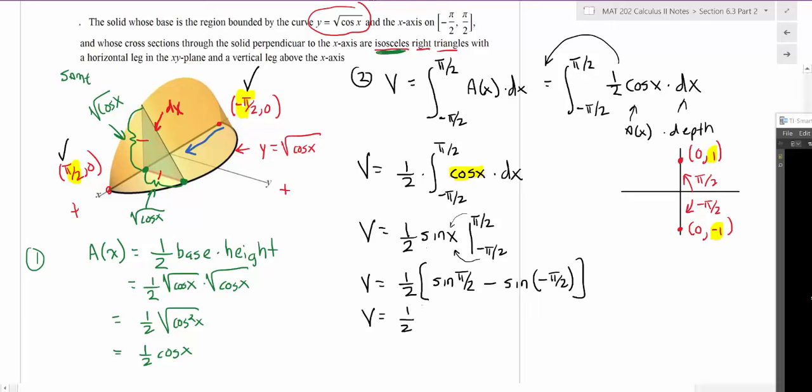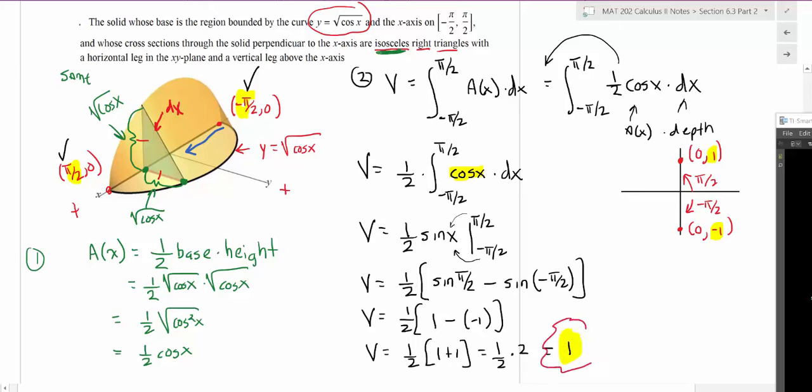So we're going to have 1/2. The sine of pi over 2 is 1. The sine of negative pi over 2 is negative 1. So the volume is 1/2 of 1 plus 1, which is 1/2 times 2, so that's equal to 1. That's a nice, simple, elegant answer. The volume is going to be equal to 1. So that's your solution for that one right there.